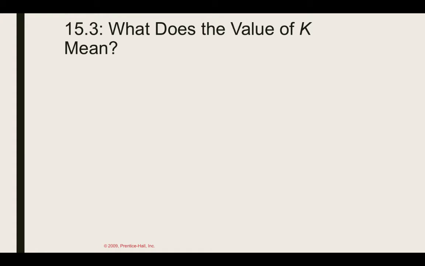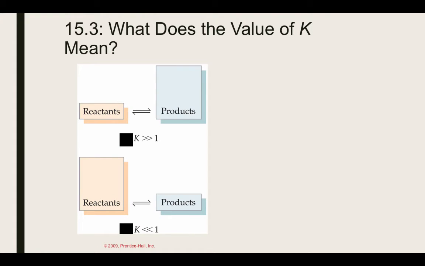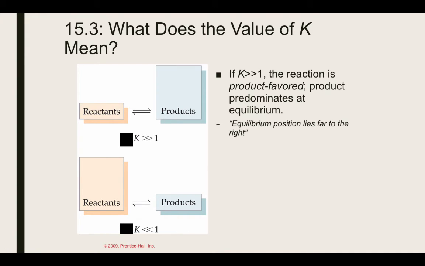So what does the value of K mean? Well, in situations where we have a very small amount of reactant and a very large amount of product, we'll have a large numerator and a small denominator. This will result in a very large K value. In situations where the K value is much larger than 1, we say that the reaction is product favored, meaning that at equilibrium we have a lot of product and a relatively small amount of reactant. In terms of equilibrium position, we can say that the equilibrium position lies far to the right.